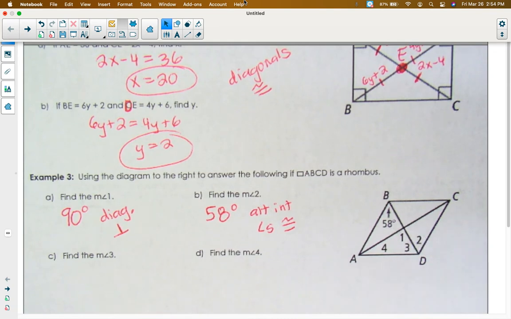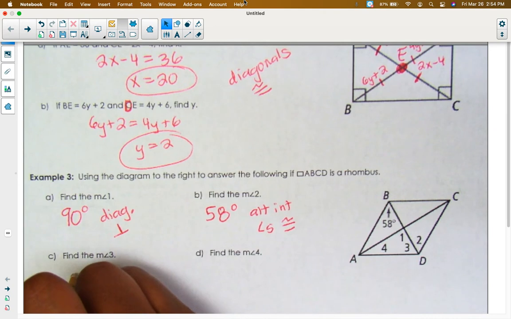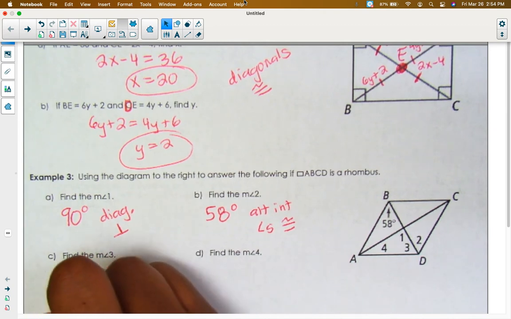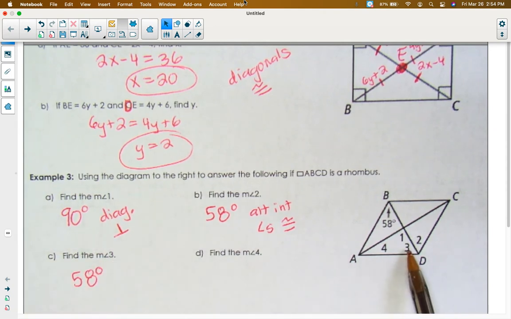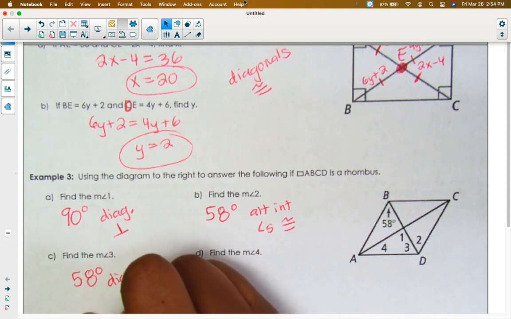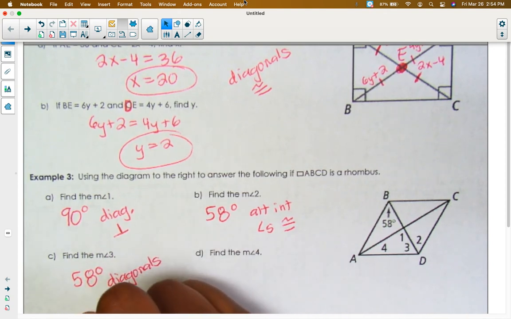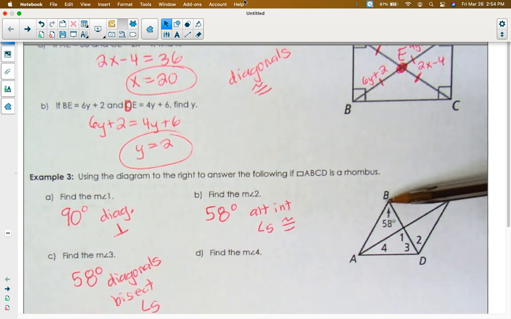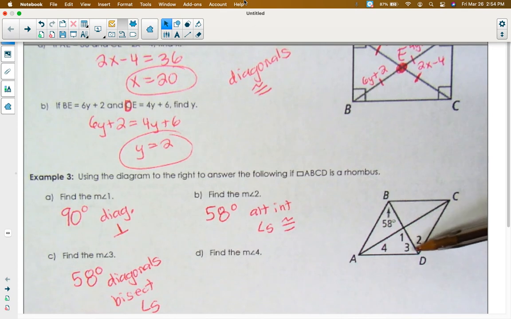C, find the measure of angle 3. Measure of angle 3 is also 58 degrees, so that's this angle right here. How do I know that? Because diagonals bisect the angles. So this diagonal is a bisector. We just found that this side was 58, so this side must also be 58.